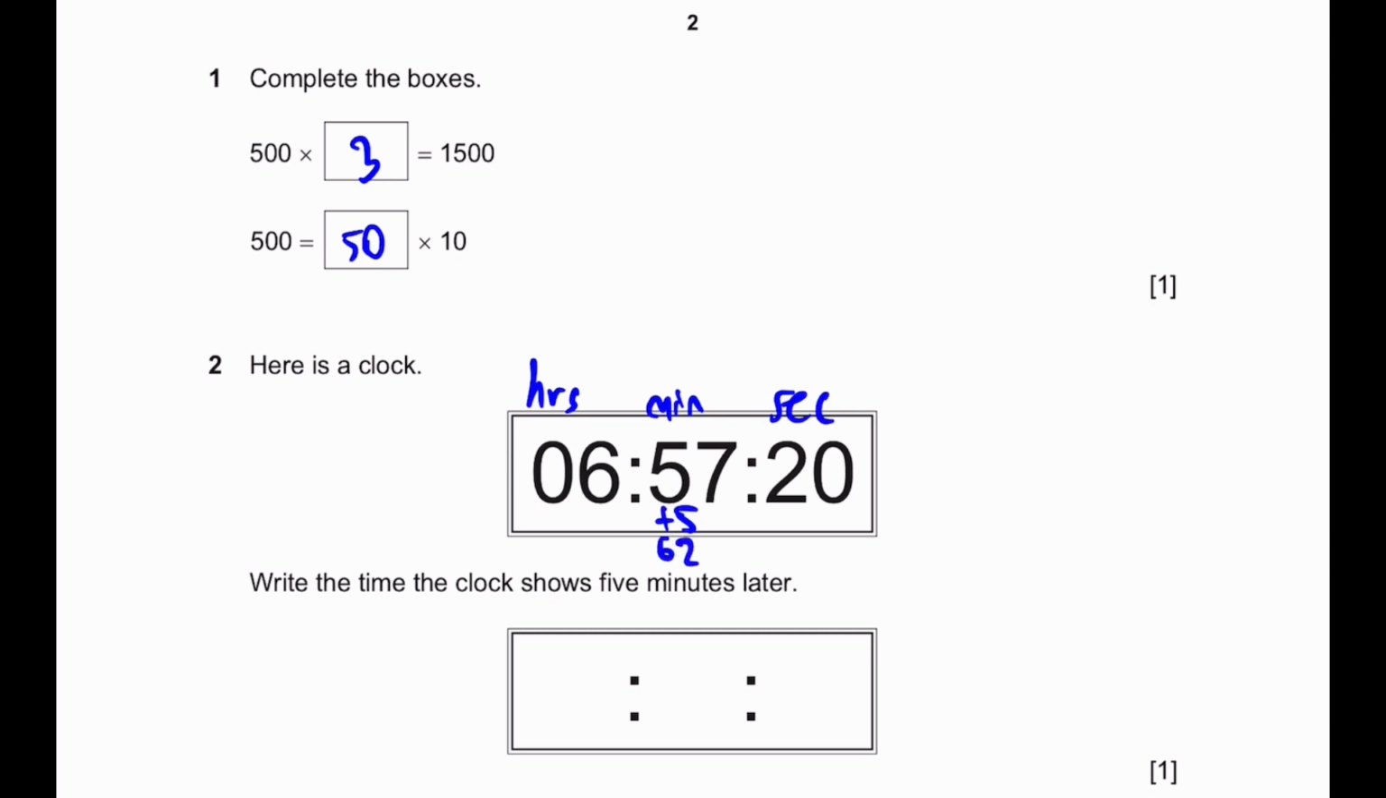But this becomes 62. And 62 is greater than 60, so we cannot have this in the minutes column. So we can write 02 and add the remaining 60 minutes to the hours, which adds 1 hour. So 07, 02, and the 20 remains the same, since it's exactly 5 minutes later. So 07:02:20. That's our answer.